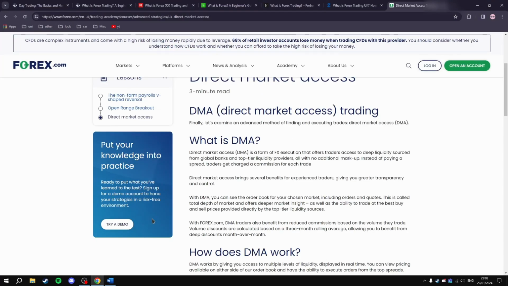Direct market access brings several benefits for experienced traders, giving you greater transparency and control. With direct market access, you can see the order book from your chosen market, including orders and quotes. This is called total depth of market and offers deeper market insight, as well as the ability to trade at the best buy and sell prices provided directly by the top tier liquidity sources.